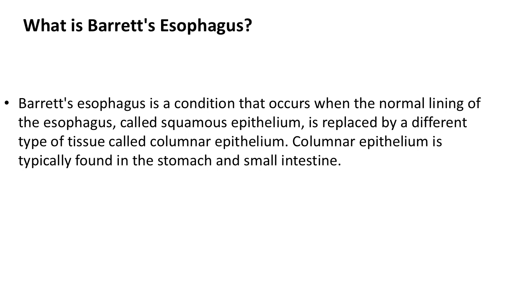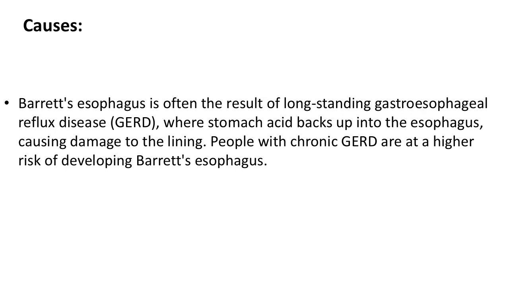What is Barrett's esophagus? Barrett's esophagus is a condition that occurs when the normal lining of the esophagus, called squamous epithelium, is replaced by a different type of tissue called columnar epithelium. Columnar epithelium is typically found in the stomach and small intestine. Causes. Barrett's esophagus is often the result of long-standing gastroesophageal reflux disease, GERD, where stomach acid backs up into the esophagus, causing damage to the lining. People with chronic GERD are at a higher risk of developing Barrett's esophagus.